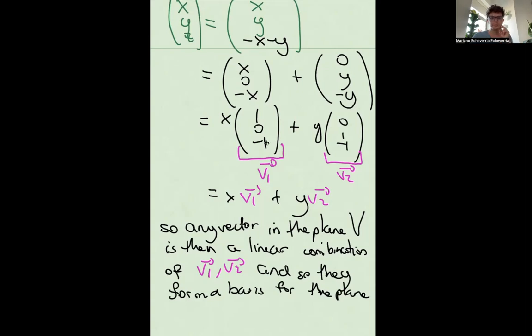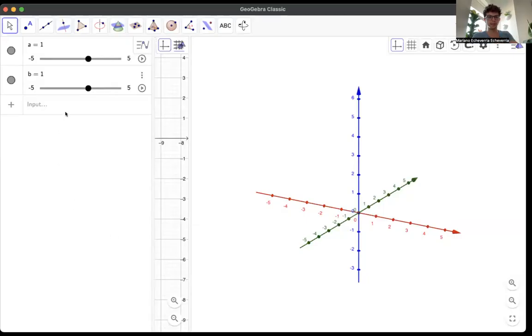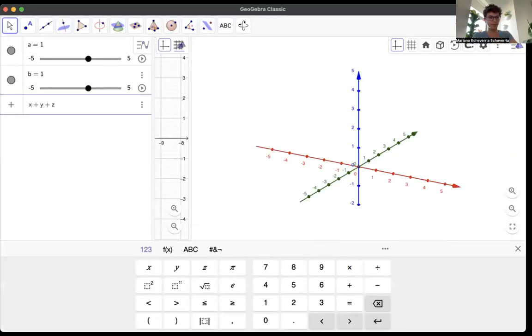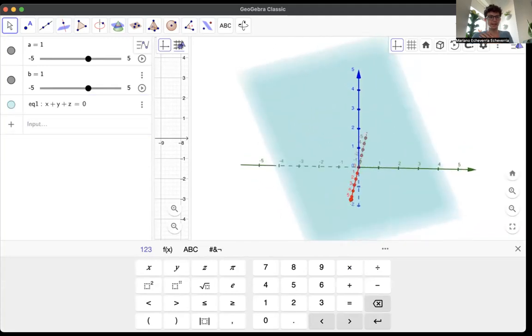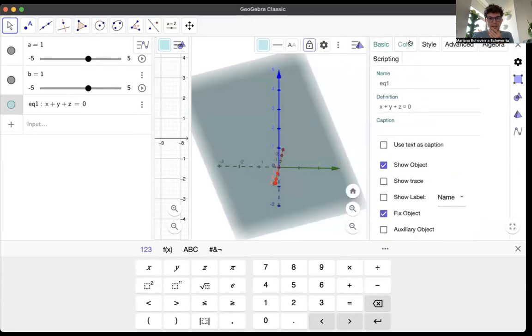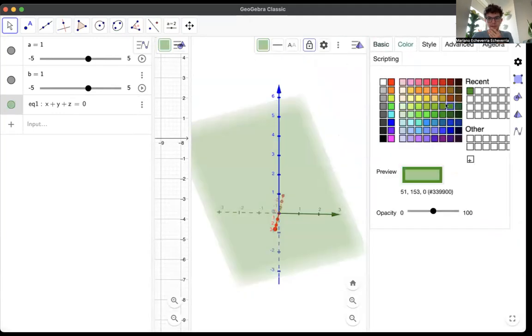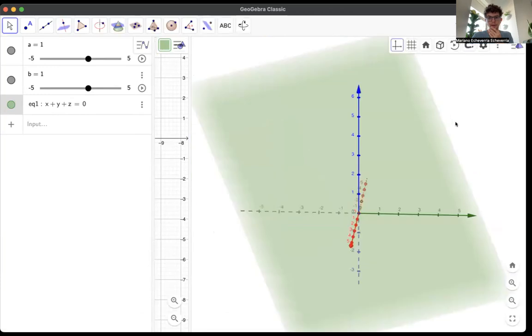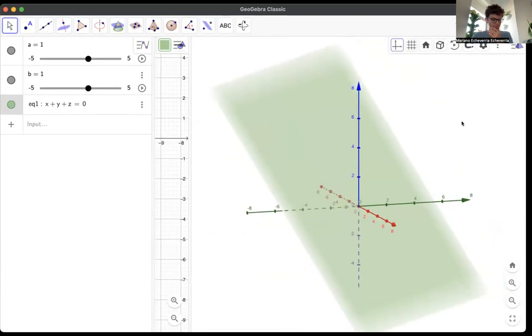Yeah, let me see if I can do this here in GeoGebra just to make it easier to see. So let me share the screen with you. What I'm saying is that, for example, you can take the equation of the plane, like x plus y plus z equals 0, right? This is that plane that we have been talking about. Let me just change the colors so that it's the same color that we had on the tablet.